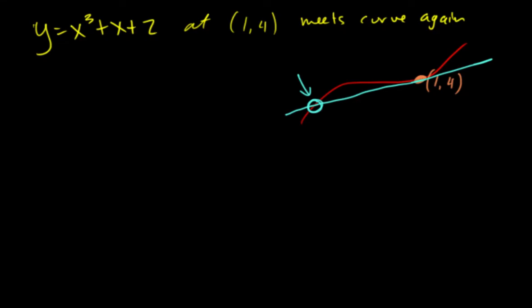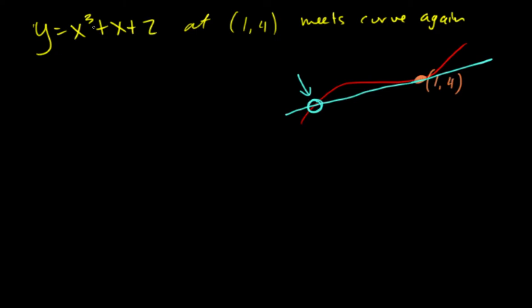Okay, on this one we have this red curve. This drawing isn't really given to us, but with this red curve, we know that there's a tangent at (1, 4), and we want to know where that tangent, which is represented by the blue line, meets the curve again. So first we need to find the equation of the tangent line.